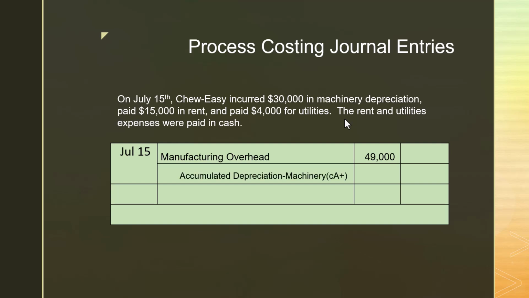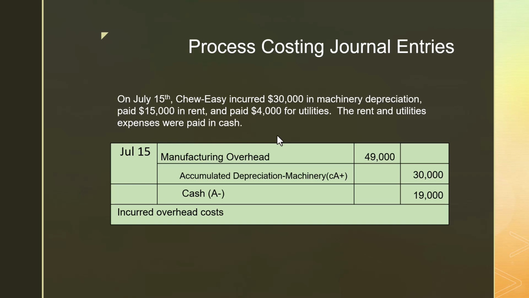For us, our biggest chunk of overhead came from that $30,000 in depreciation that we had on our machinery account. It's recorded to accumulated depreciation of our machinery, increasing that contra asset for $30,000. And then the two other items, the rent and utilities, we paid for in cash, so to account for them, we need to decrease our cash account by the $19,000 that we paid for those two cost components when we incurred actual overhead costs.